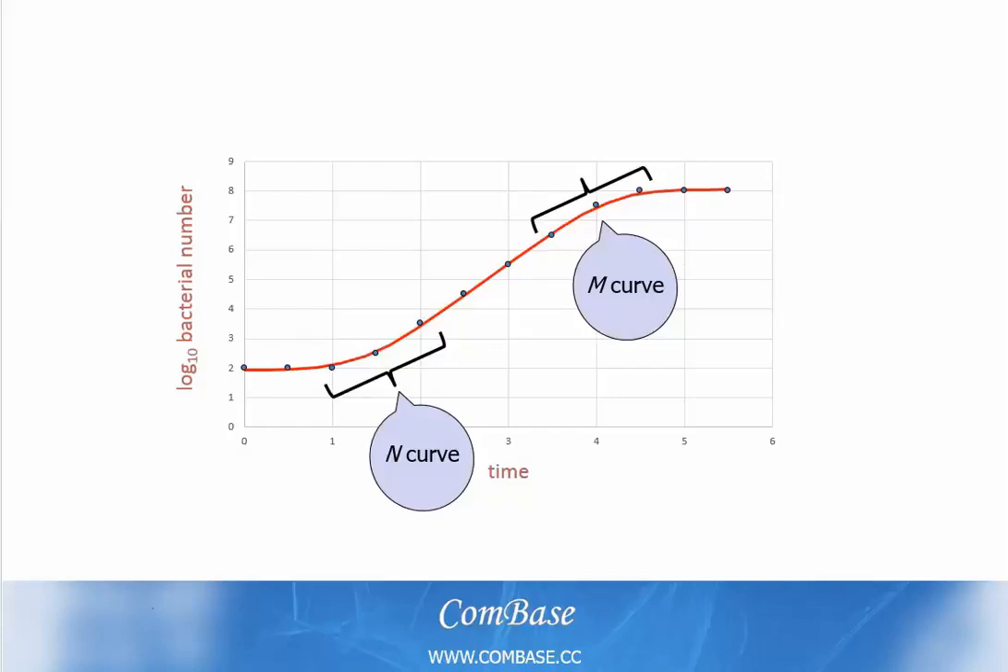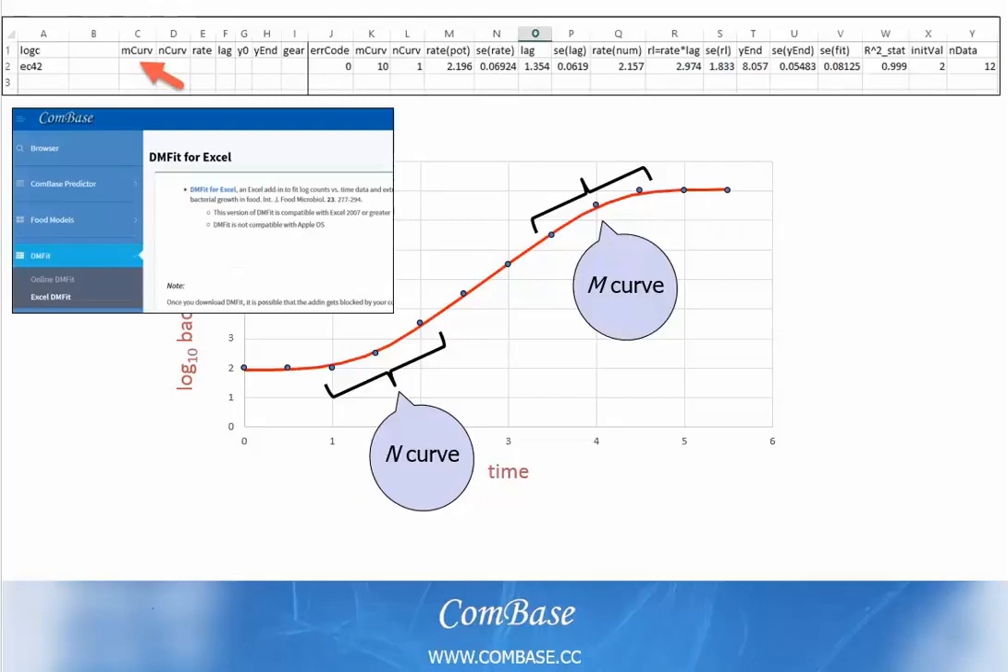The transition from the growth phase to the maximum population density phase is referred to as the M curve. And again, it's a distribution of bacterial growth rates as they leave the growth phase and then transition into the stationary phase where replication ceases. Again, if you use the DM fit for Excel, you've seen the M curve function.